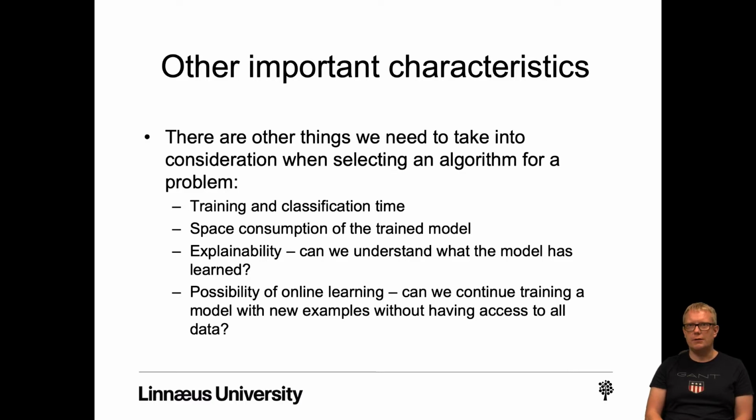There are also some other things that we need to take into consideration when we select an algorithm for a problem. Training and classification time. Some model algorithms take a long time to learn, to train. Others can be fast but might not be complex enough for a certain type of problem. So we need to select an algorithm that is as fast as possible but also complex enough so it can handle the actual task we are working on.